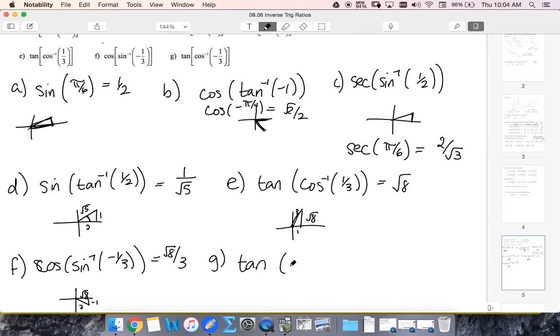Tan of cos inverse of -1/3. Well, cosine now being negative is going to be over here. So short side 1, hypotenuse 3, -1, 3. Root 8 is positive. The tan value of that, opposite over adjacent, root 8 over -1, which is just negative root 8.